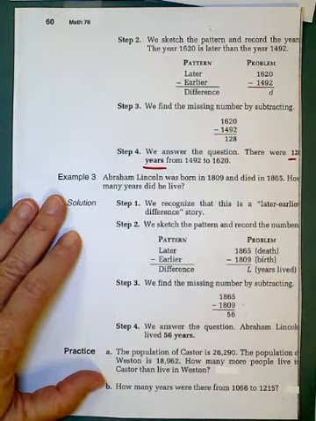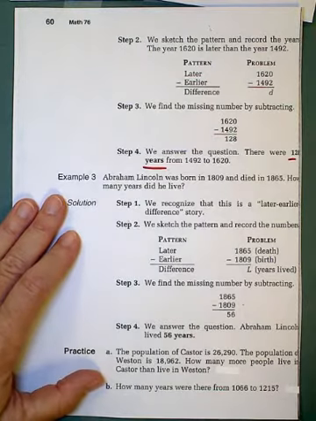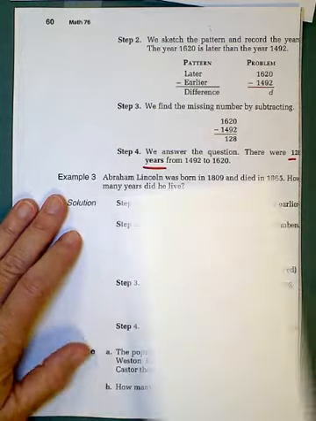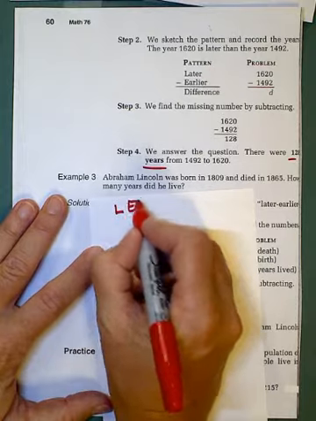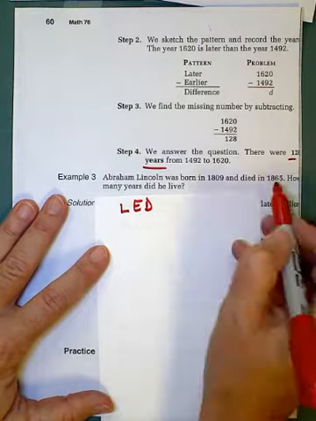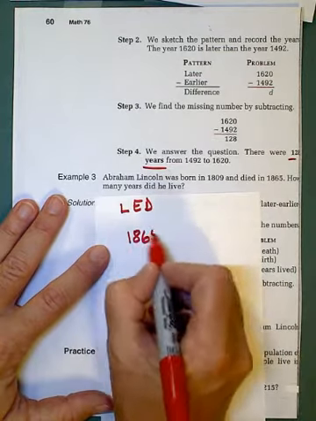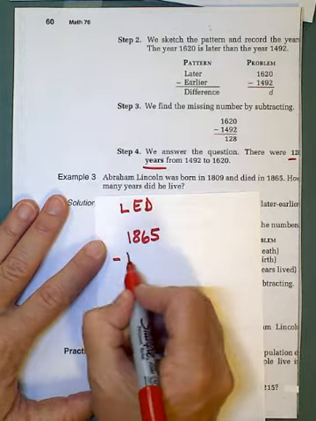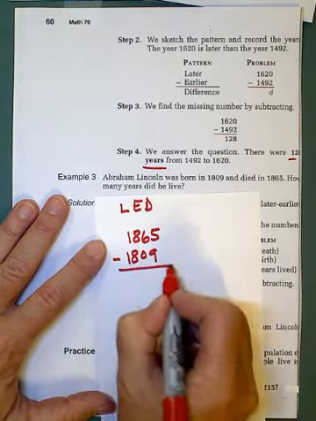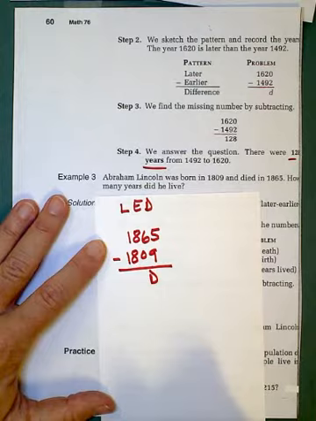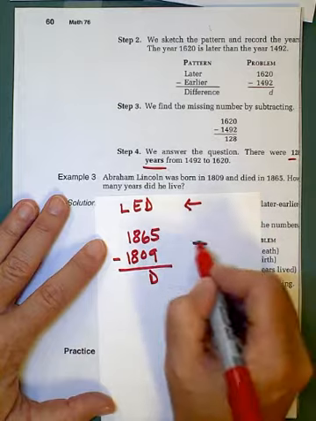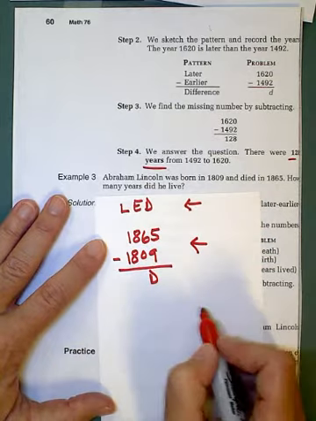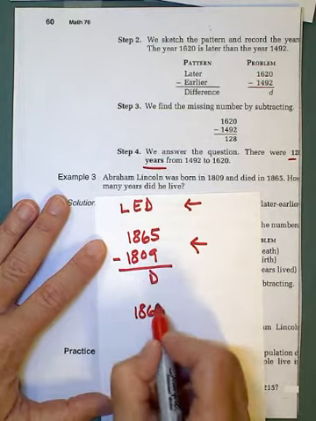In example 3, we're told that Abraham Lincoln was born in 1809 and died in 1865. How many years did he live? Well, hopefully you've recognized this as a later, earlier, difference story. Our later time is 1865. Our earlier time is 1809, and we need to subtract to find the difference. Here is step 1. We've identified the problem. Step 2, we've written the equation. Step 3 will be to solve the equation.